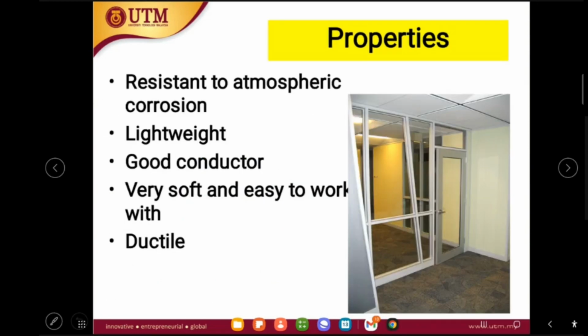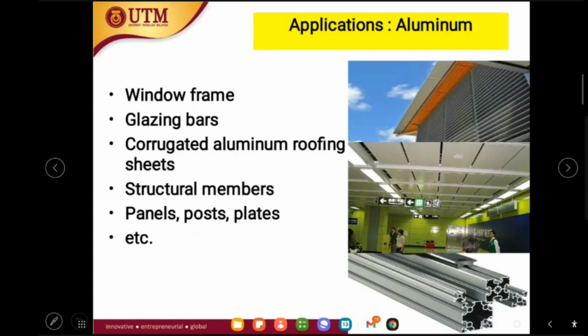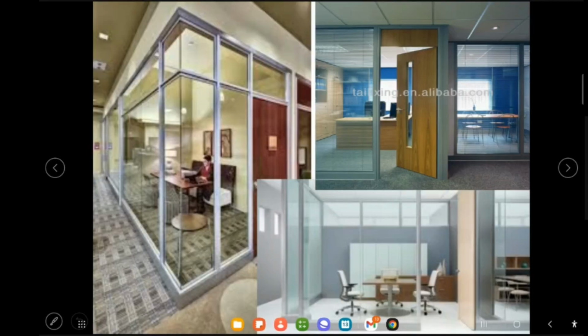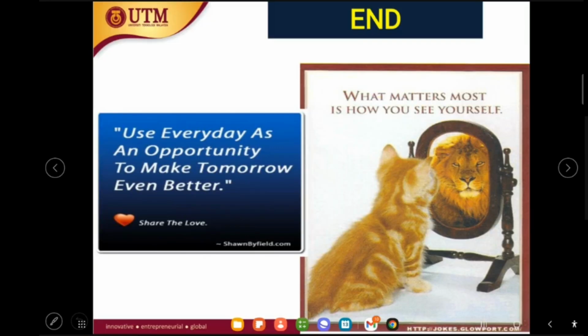The properties of aluminium: it has very good resistance to atmospheric corrosion, and it is lightweight. It is a very good conductor. It's soft and easy to work with, and it is very ductile. So window frames in a very large building, the glazing bars, the roofing sheets, structural members, and sometimes panel posts are mostly made using aluminium. These are examples of using aluminium.